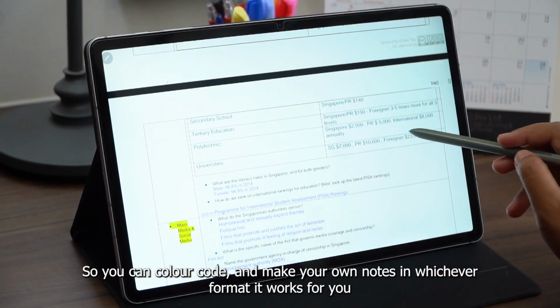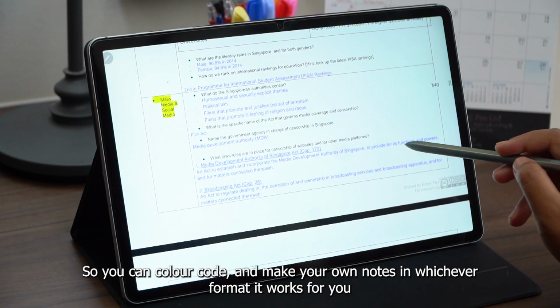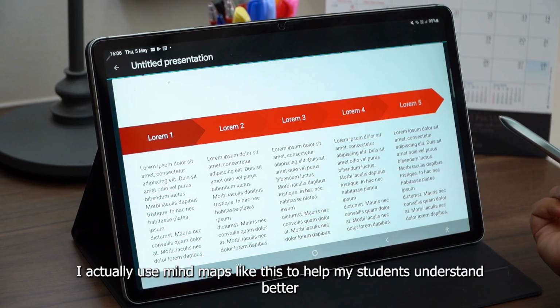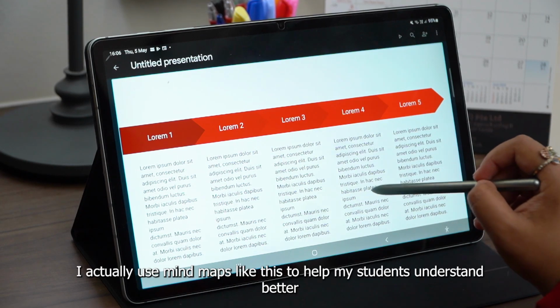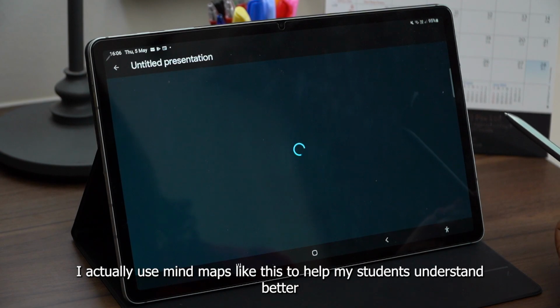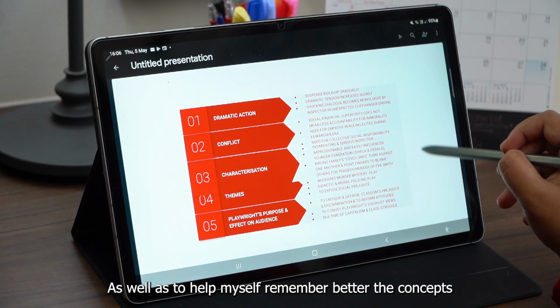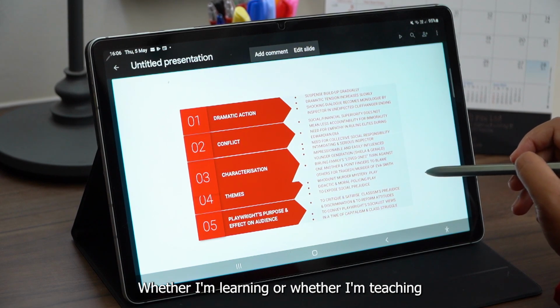So you can color code, make your own notes in whichever format works for you. I actually use mind maps like these to help my students understand better, as well as to help myself remember the concepts better, whether I'm learning or whether I'm teaching.